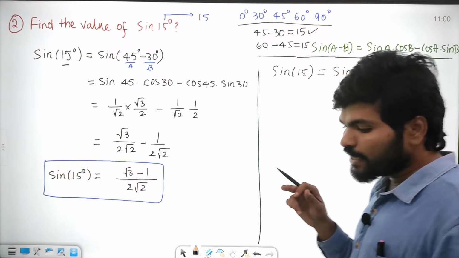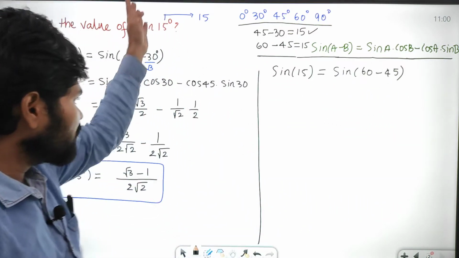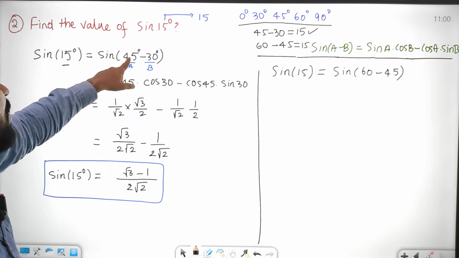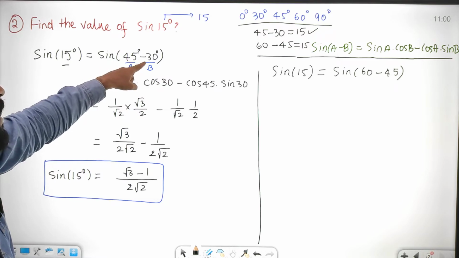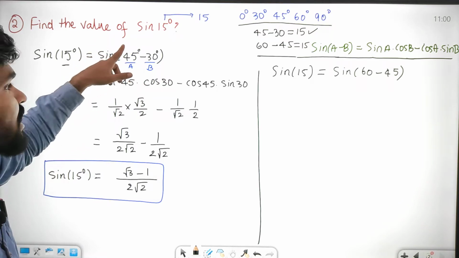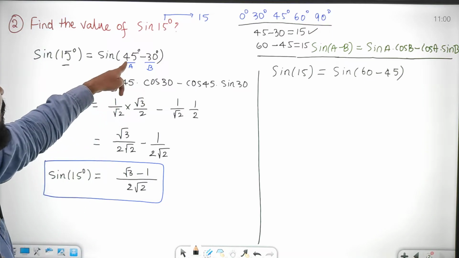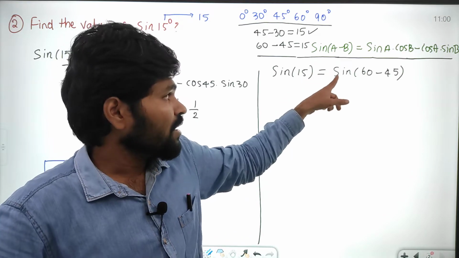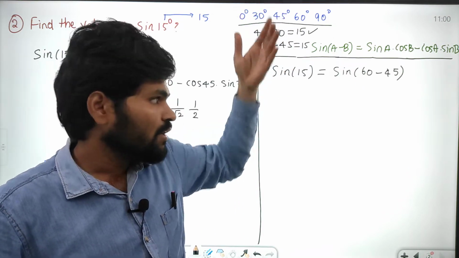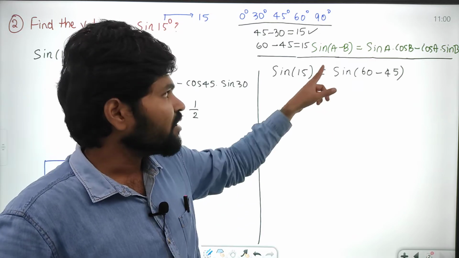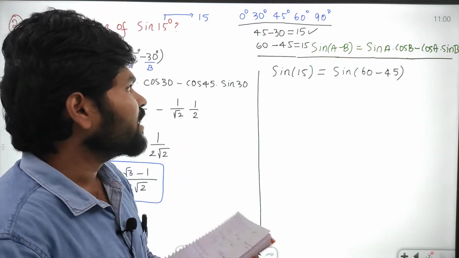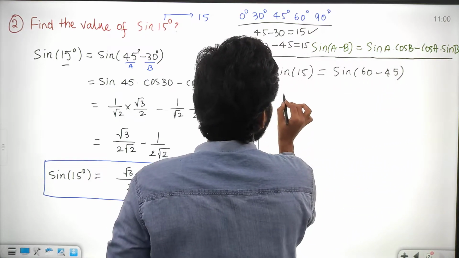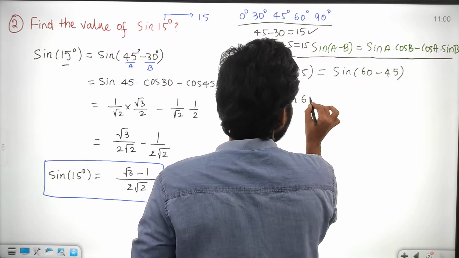Sir, why are you not taking the coordinate table? Because the coordinate table is based on 90, 180 plus or minus theta, 270 plus or minus theta, 360 plus or minus theta. But here we are getting 45 and 60, so we are not able to use that coordinate table here. That's why we have to use this formula only. See here, this is also 60 minus 45.